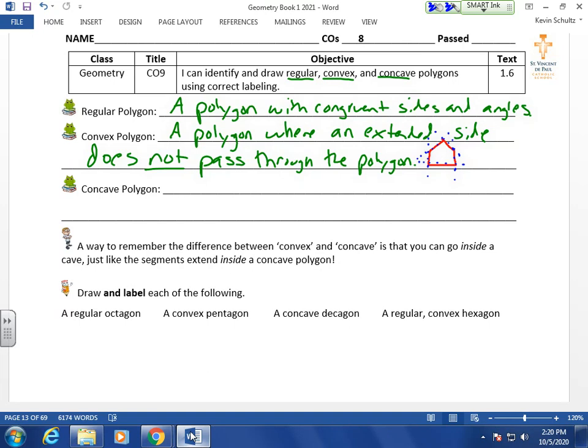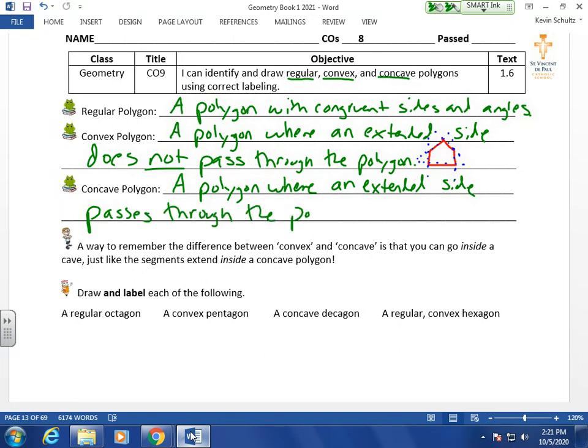Concave, then, would be the opposite. A concave polygon is a polygon where an extended side passes through the polygon. A polygon where an extended side does indeed pass through the polygon.